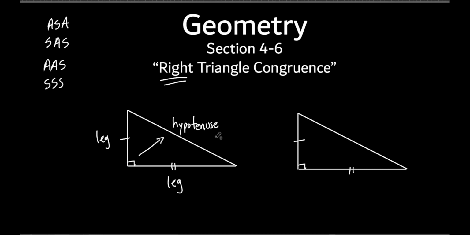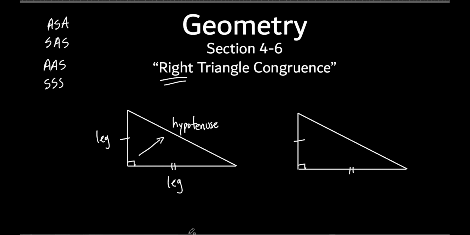All right? So listen to me now. Don't lose me. I need everybody paying attention and not having your own conversations. So this side is a leg. This side is a leg. This is the hypotenuse. Why? Because it's opposite the right angle. Okay? Now, what did they give you?